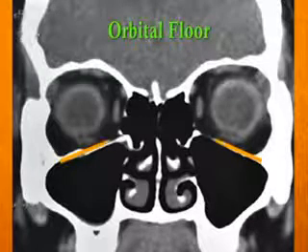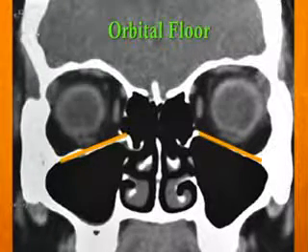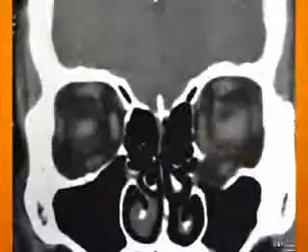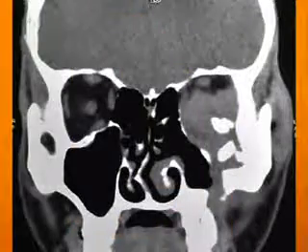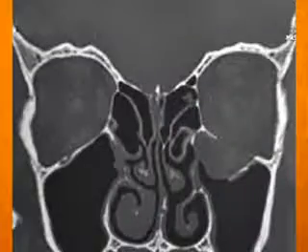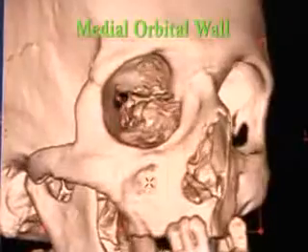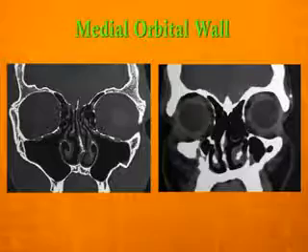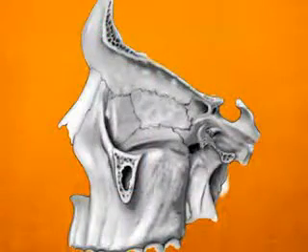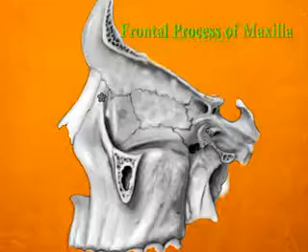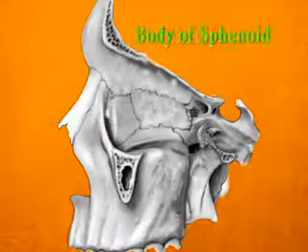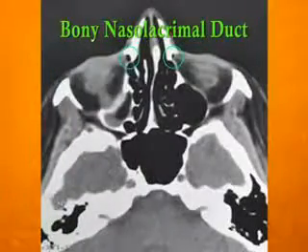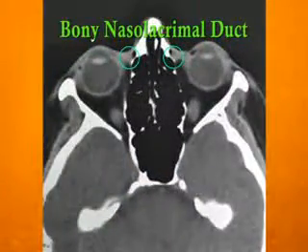The floor is the shortest orbital wall formed by the orbital plates of maxillary, zygomatic and palatine bones. Blowout fractures and bony erosions of the floor should be evaluated on coronal scans. The medial orbital wall can be demonstrated by axial scan as well as coronal scan and is formed by the frontal process of maxilla, lacrimal, ethmoid and the body of sphenoid. In lower axial scans, the bony nasolacrimal duct can be occasionally seen within the bony medial wall.